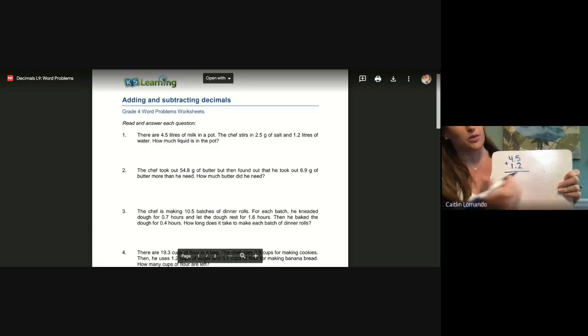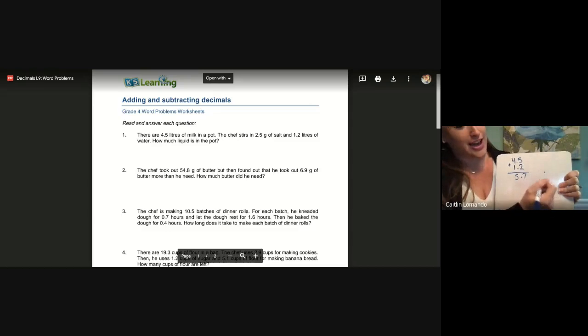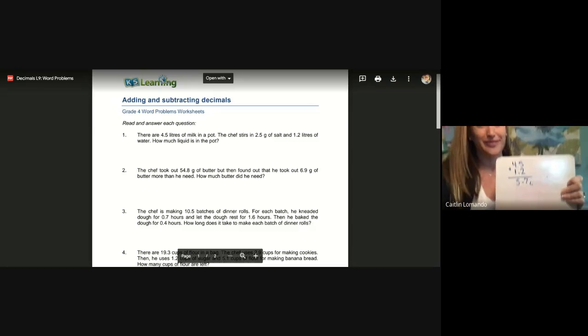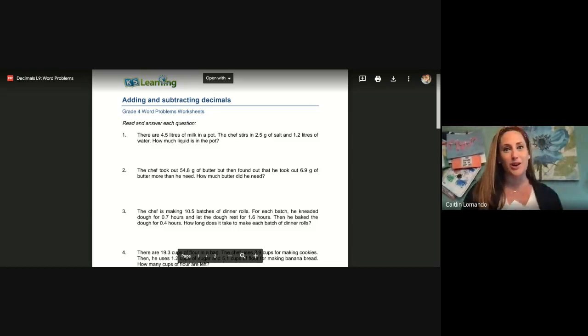That's going to be an easy one because we simply say 5 plus 2 is 7, giving away the answer. Bring down our decimal point. 4 plus 1 is 5. So we have 5 7/10 liters of liquid in the pot. Awesome. Let's take a look at our next one.